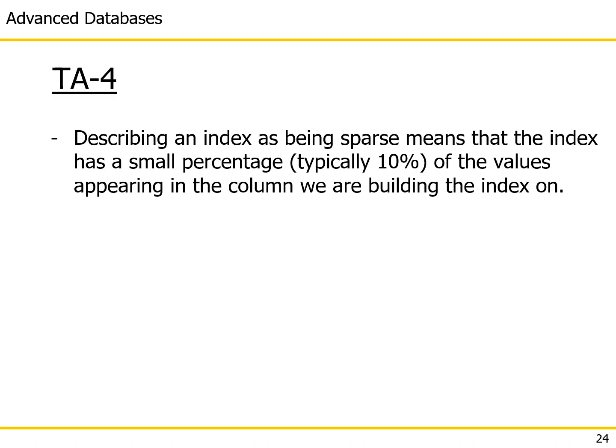The fourth takeaway is that describing an index as being sparse means that the index has a small percentage, typically 10% of the values, appearing in the column we're building the index on.